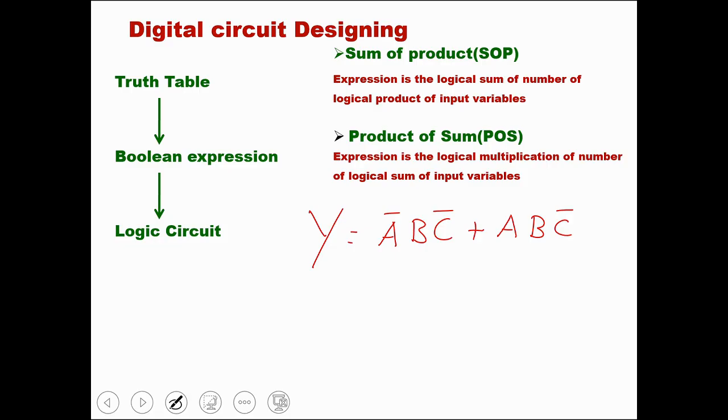So the product of sum means that expression is the logical multiplication of number of logical sum of input variables. Example, y is equal to (a bar plus b plus c bar) into (a plus b bar plus c bar). So here a bar plus b plus c bar is a sum term. Another sum term is a plus b bar plus c bar. So these two sums are logically multiplied to give a product of sum expression.